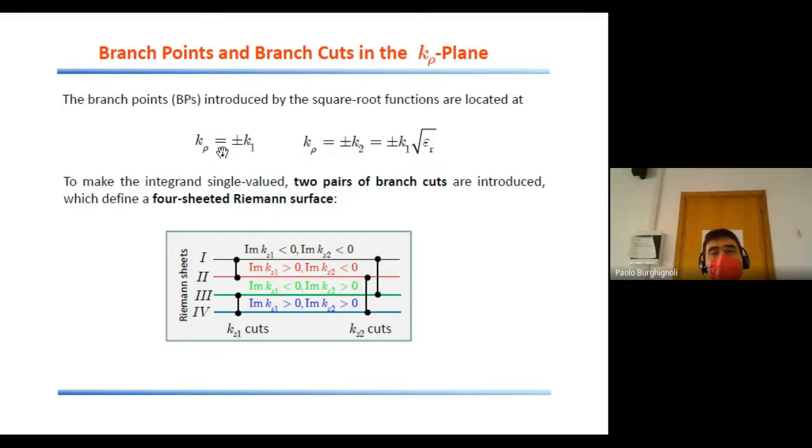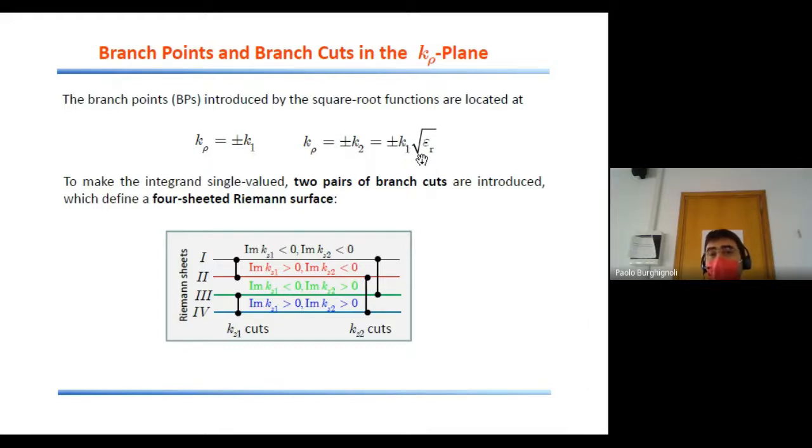One pair is at plus minus k1, and this is associated with the square root that defines the vertical wave number in the lower medium, that is vacuum in our problem. And the second pair of branch points is at plus minus k2, and this is originated from the square root that defines the vertical wave numbers in the upper medium, that is inside the dielectric. And in fact, we can write this also as plus minus k1 times the square root of epsilon r.